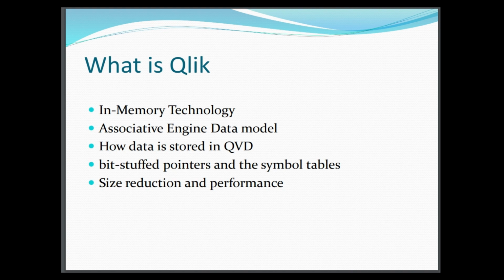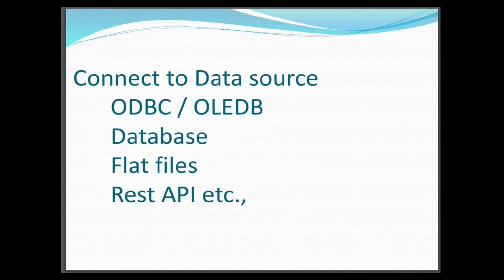And when you store the data in QVD, how it is compressed, and how the data is stored within a QVD, what bit stuffing, pointers and symbols are, and understand how only the unique or distinct records are stored in a QVD. It's all basically pointers, and it roughly gives you a 1:10 ratio of size compression as well. Performance-wise, it will also be 10 or 100 times faster when you read from QVD rather than the actual data source. So have a basic understanding of all this about Qlik.